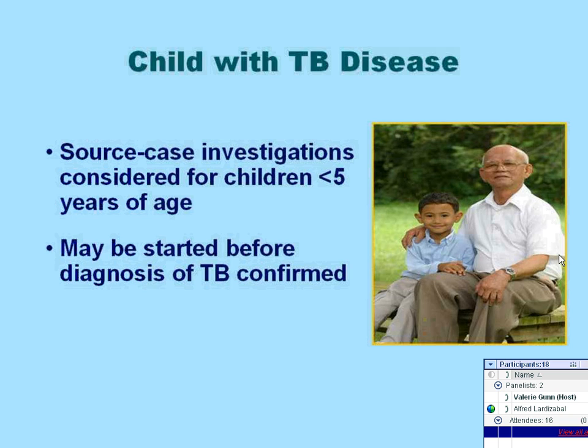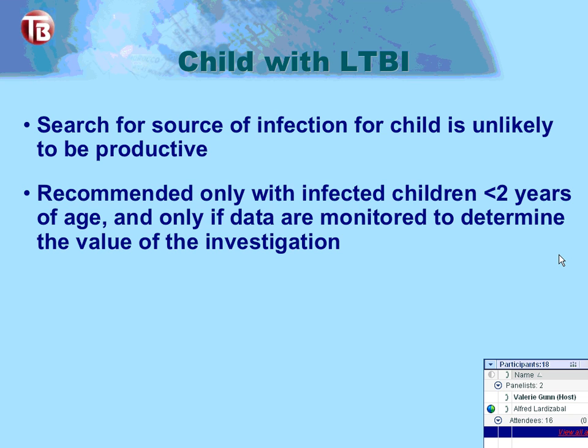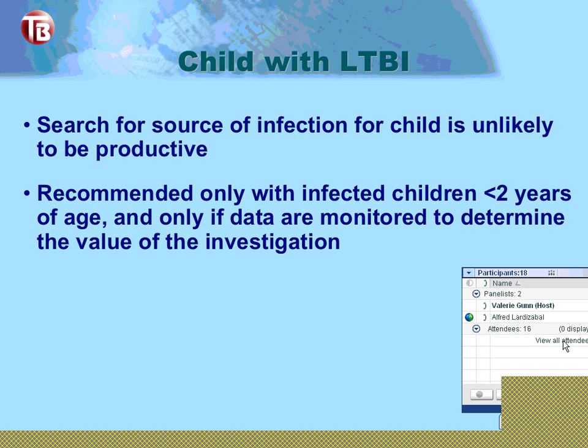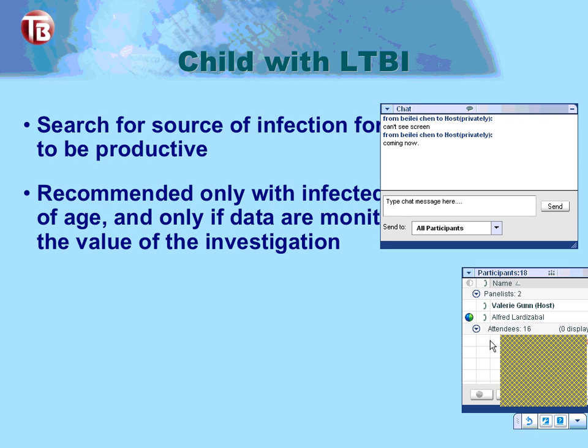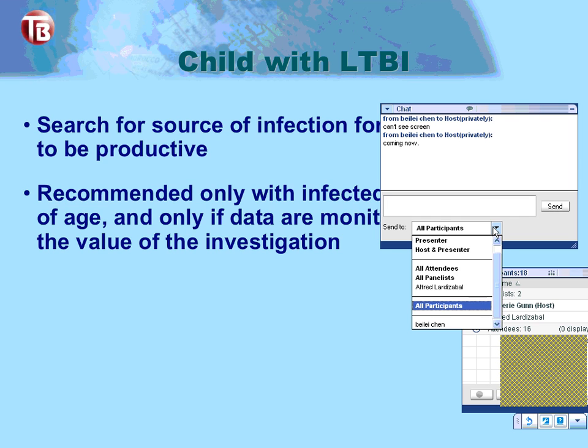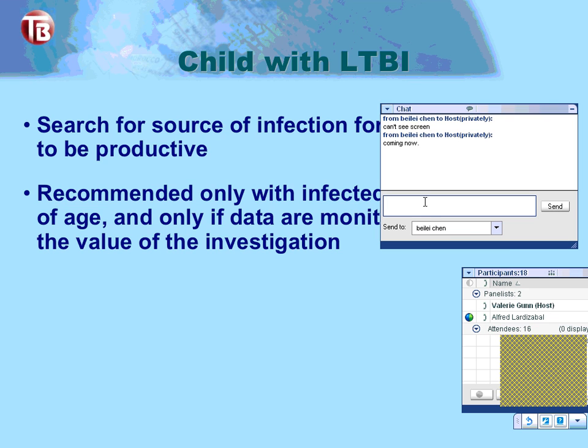So for a child with TB disease, a source case investigation should be considered if TB disease occurs in a child less than 5 years of age. This investigation can be started even before the diagnosis of TB is confirmed in this child. For children with latent TB infection, it's generally felt that source case investigation in this situation is not productive. It's recommended only if the infected child is less than 2 years of age, and certainly, therefore, the likelihood is that the source case might be within the household. Either parent might be the source. Thinking about this slide, however, I can't think of a situation where I would skin test a 2-year-old child just because. So I don't know exactly a scenario that would present this way.